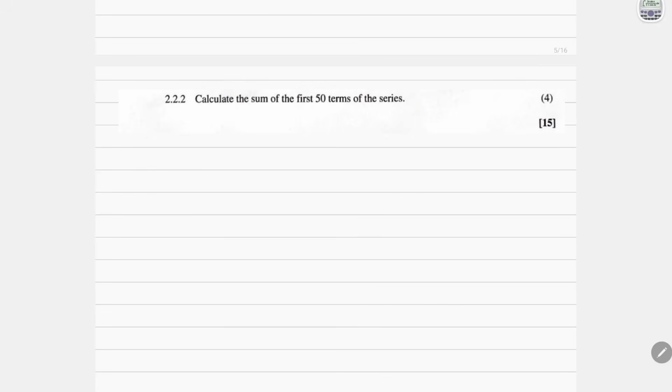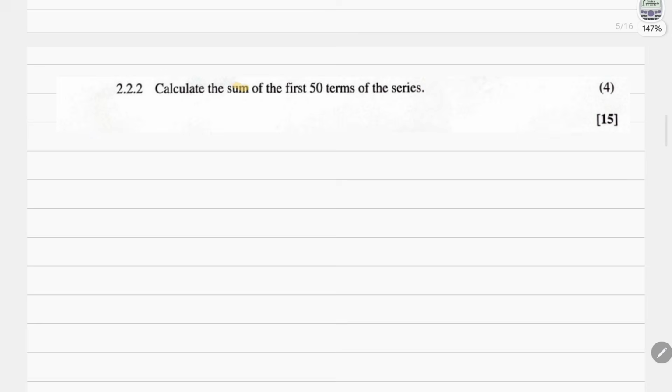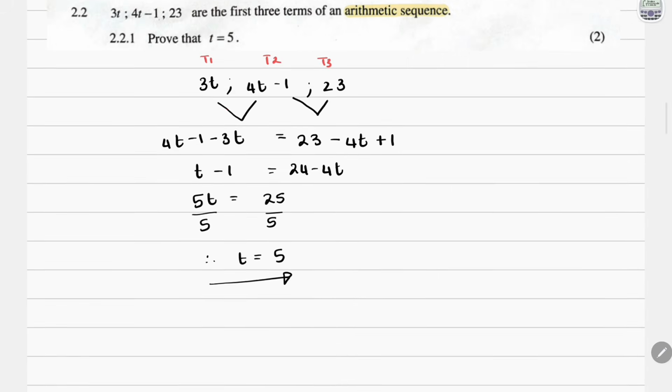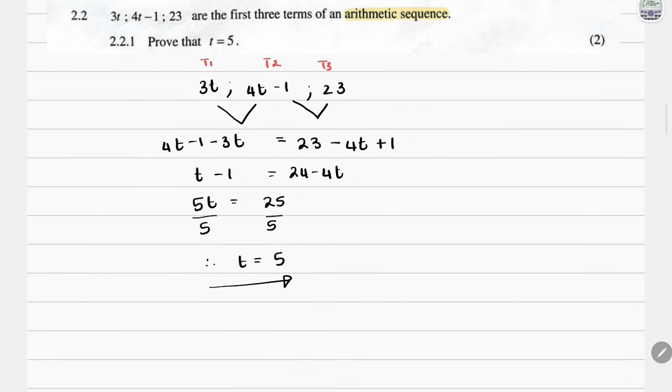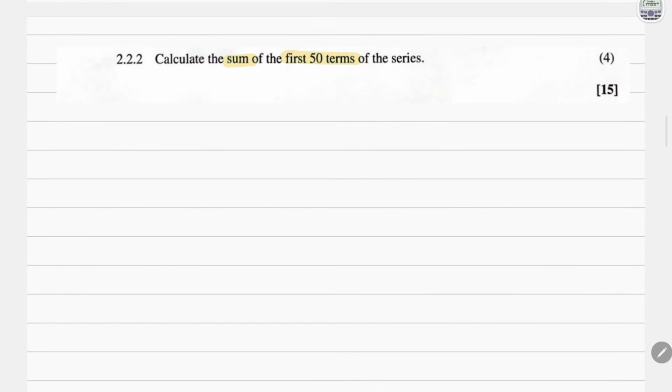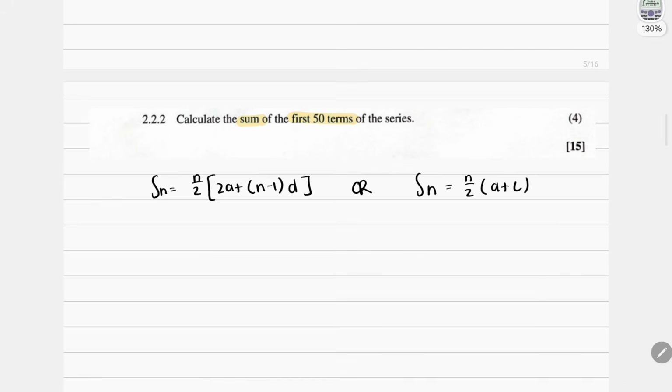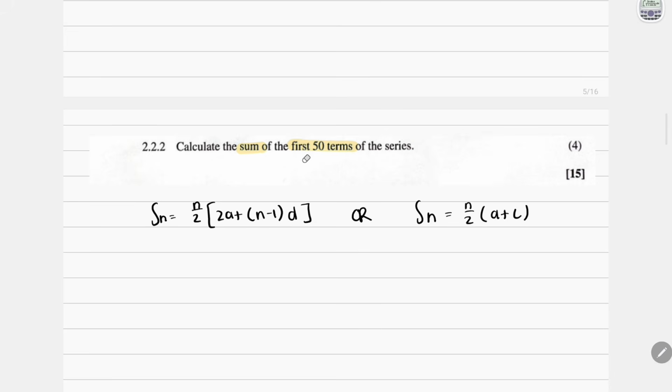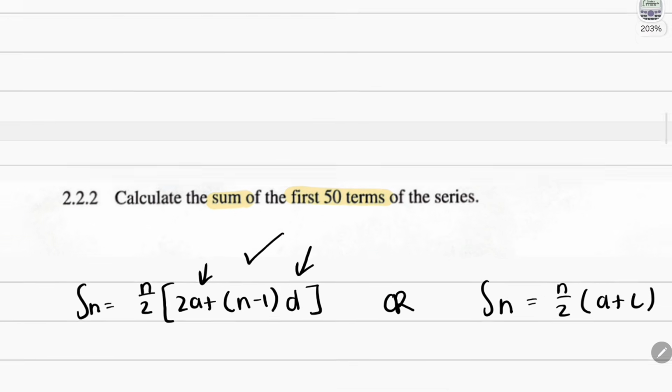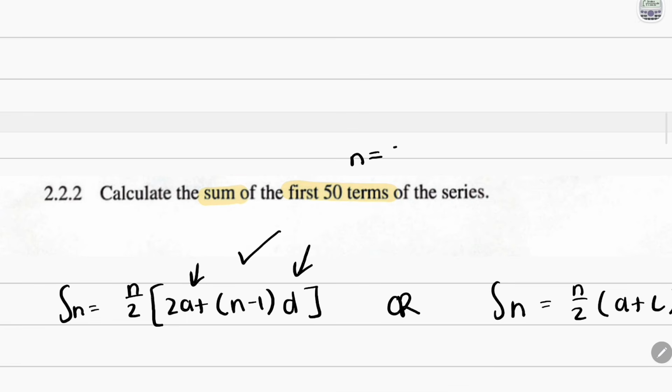Question 2.2.2 says calculate the sum of the first 50 terms of the series. So it's this same arithmetic series, and we know that to find the sum of a series, we can either use this formula or we could use this formula. Now in this case, it might be a hassle to go and find term 50. So let's just go with this because we can actually find the difference and we can find a here. They told us it's 50 terms, so we know that n is equal to 50. It's the sum of 50 terms.